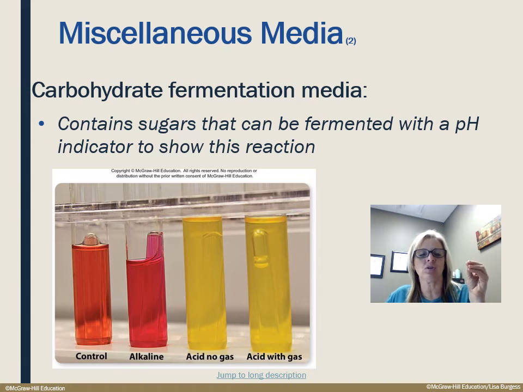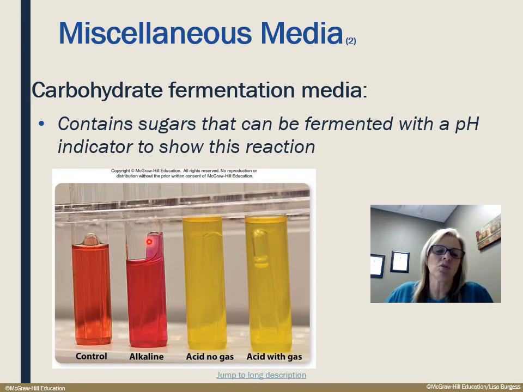So you may notice this little red tube in here. Okay, that's called a Durham tube, and that will collect the gas as it forms. Okay, and so the medium is going to change color in the presence of acid from red to yellow. Gas formation then is monitored by placing that little Durham tube upside down in the medium. If gas bubbles are there, they'll be formed and collected. You can see that right here.